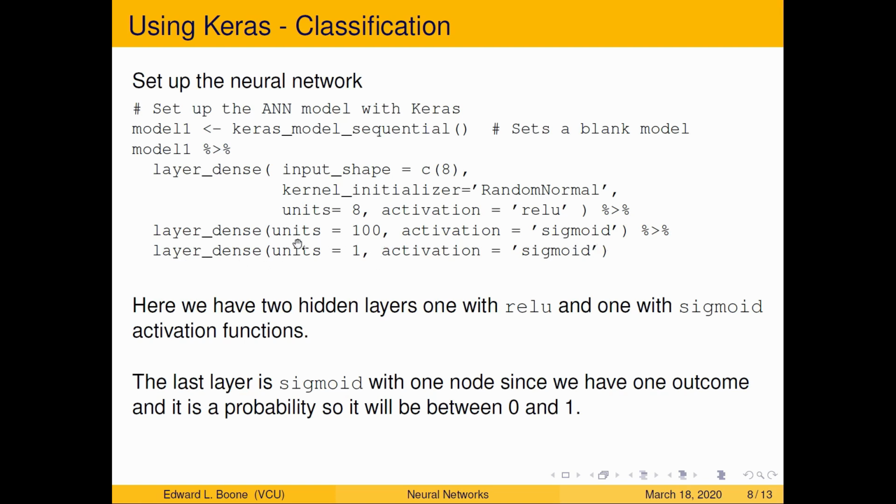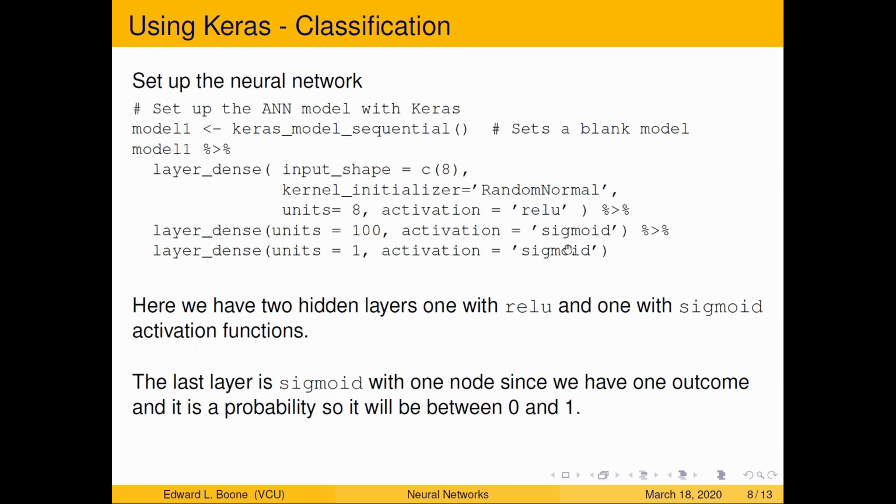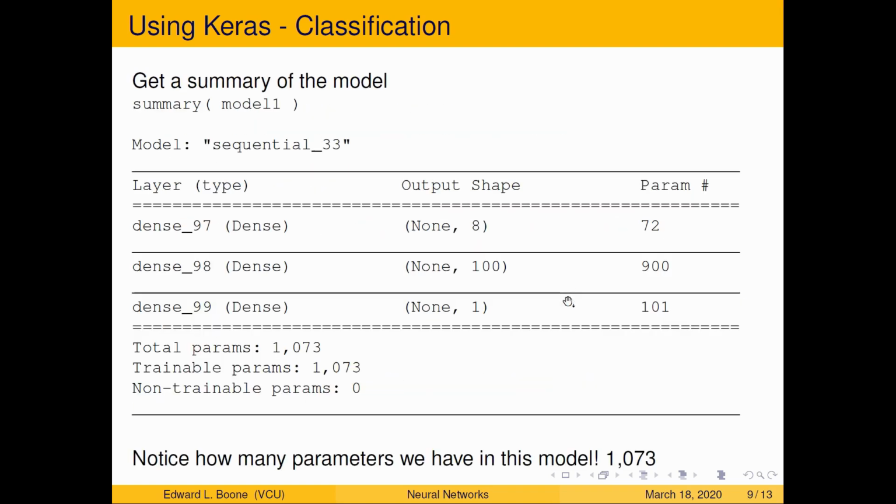Layer dense, units 1. This is my output layer, okay? Because I only have one output, I'm going to have units equals 1, activation equals sigmoid. We want sigmoid because the answer will be between 0 and 1. Okay? So just keep that in mind. Then you can get a model summary here. So if you do summary model 1, it said sequential_33 for me because it took me 33 attempts to get this to work. Hopefully yours is a lot lower than that.